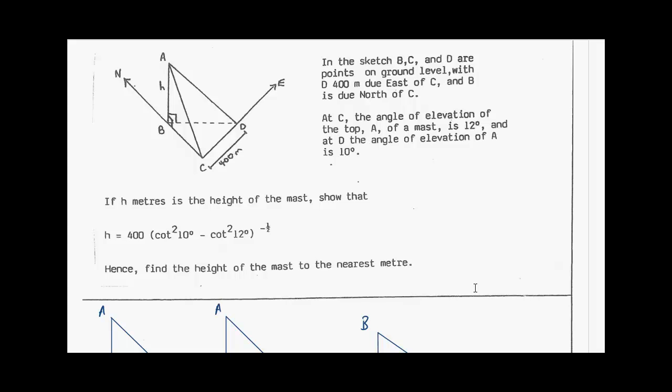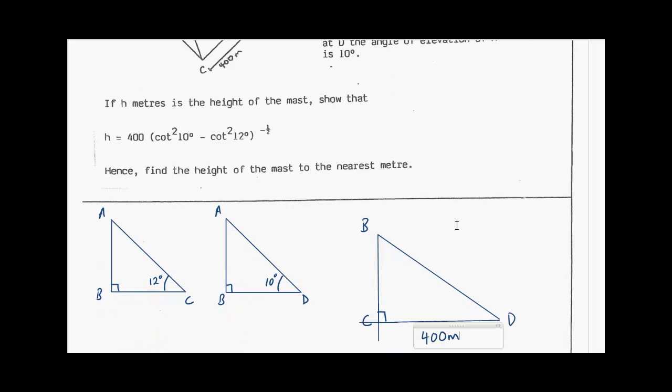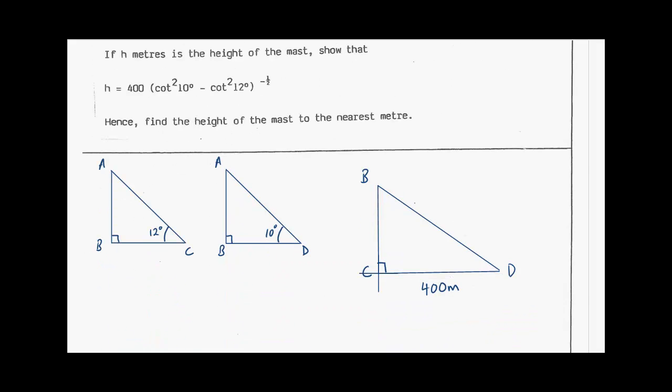Now the question also tells you that D is 400 meters due east of C and that B is due north of C. So when you draw that up, you should get this third triangle, and you should have a right angle because B was north and D was east. Alright, now we also know that AB is the height of the mast. So our task is to show that expression for H, just up here. So that's what we're going to do.